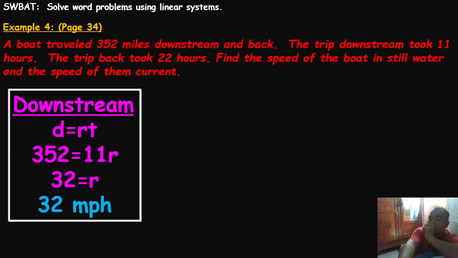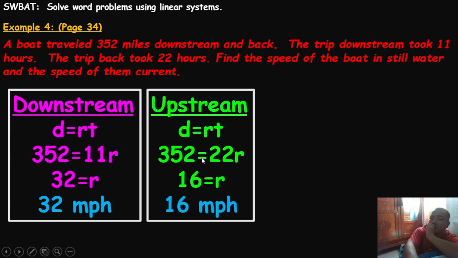So downstream, distance equals rate times time. 352 equals rate times 11 hours. So sa downstream, 11 hours siya. 352 divided by 11, 32 miles per hour. That is the rate downstream. What is the rate upstream? 352 equals rate times 22 hours. Yan, upstream, the trip back. So 352 divided by 22, 16 miles per hour. Now find the speed of the boat in still water.